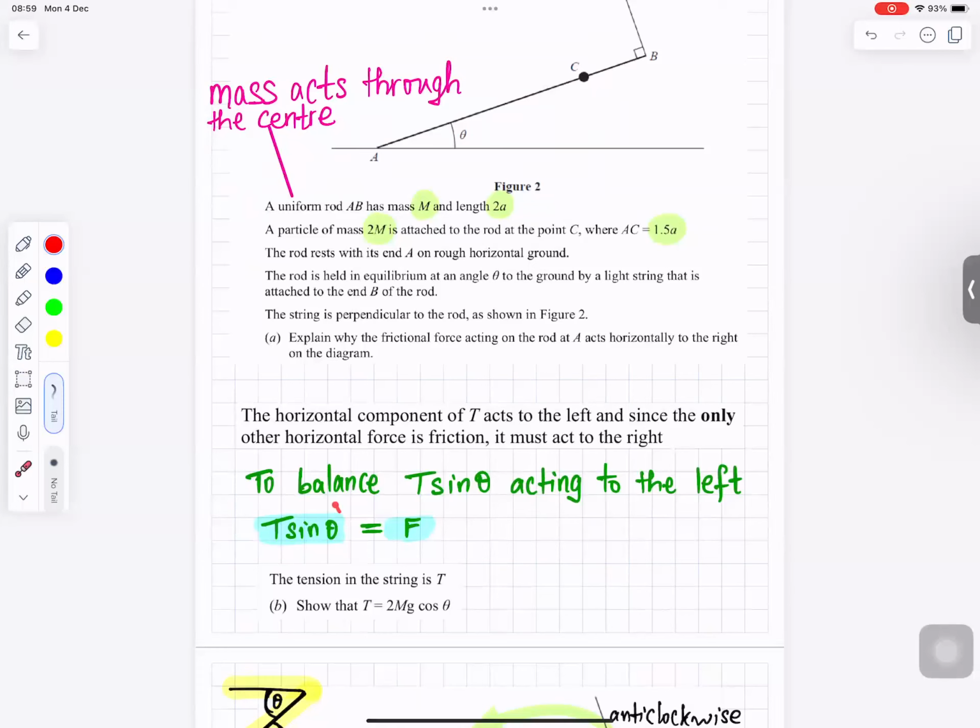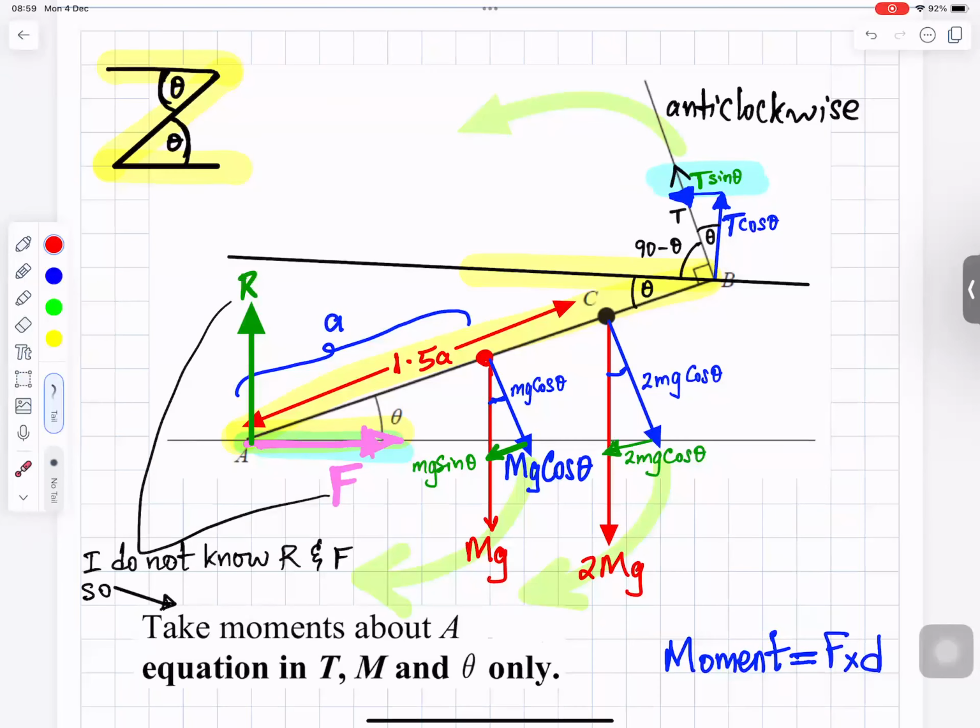So if we have T sine theta equals F, and the tension in the string is T, show that T equals 2mg cos theta. Have a look at this diagram. I'm going just for that part A only. If you look at what I circled there on the top right, T sine theta, this force is acting towards the left side. So if this system is balanced, we need a force acting towards the right.